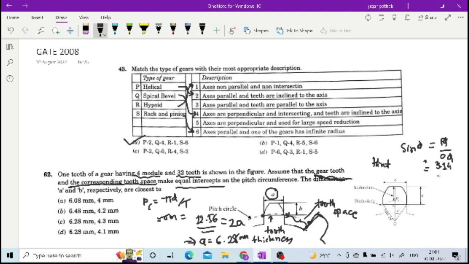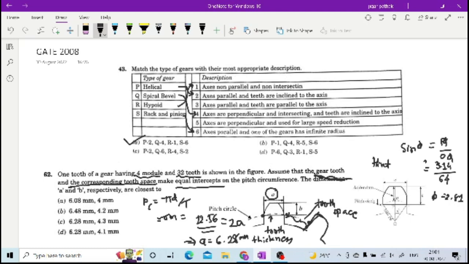right, and so answer would be D. The answer would be 6.28 mm, D, yes, and 4.1 mm, yes, correct. So for that you are having this 64 mm, right? So once you have that angle phi, that you can calculate as 2.81 degrees.